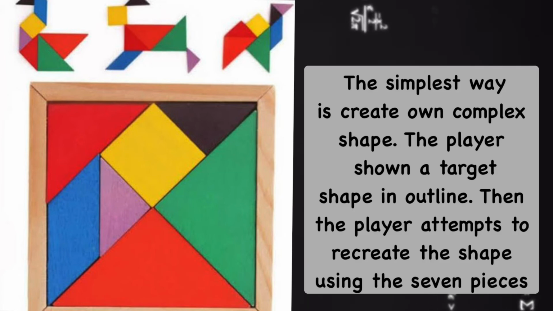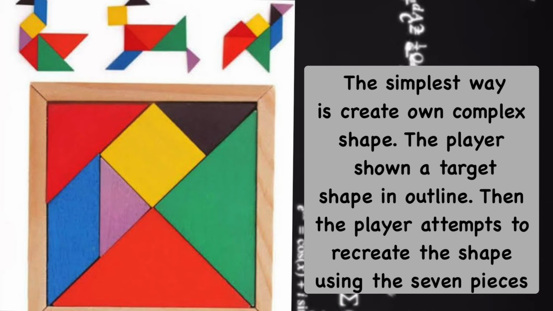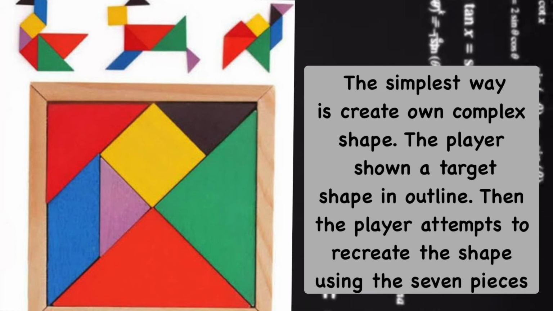How do you play tangrams? The simplest way is to create your own complex shapes. But traditional tangrams are treated as puzzles. The player is shown a target shape in outline so that the seams between the composite tans are concealed. Then the player attempts to recreate the shape using the 7 pieces.